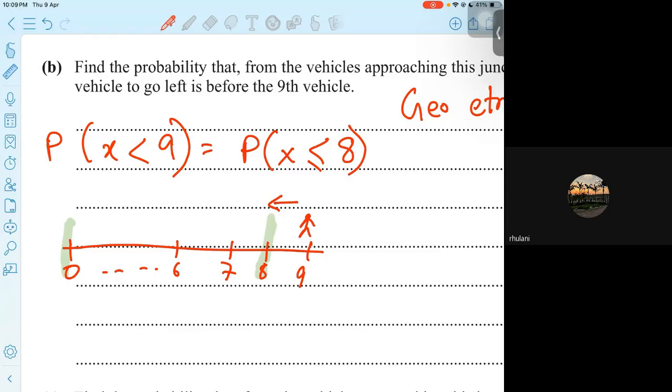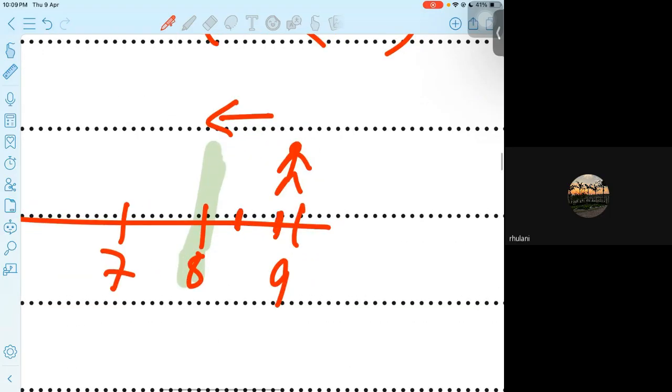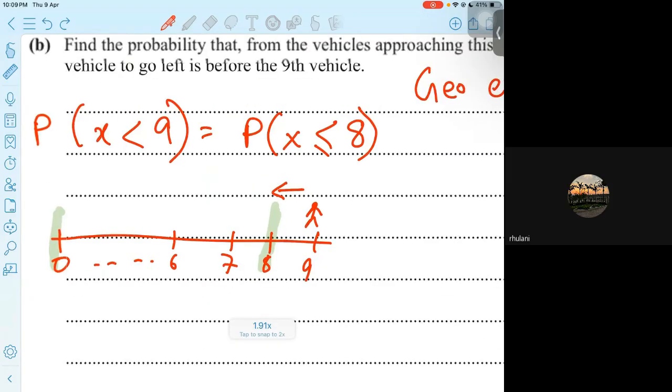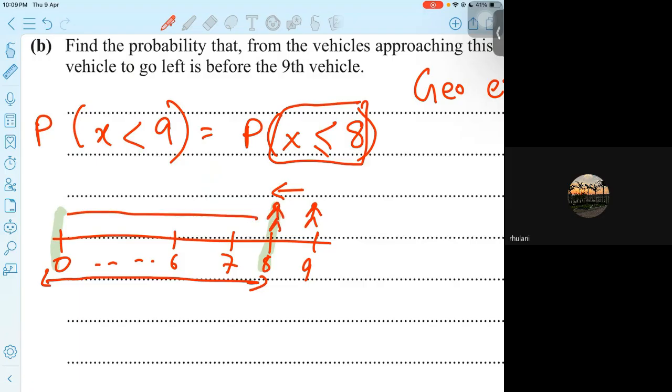Because in geometric distribution, my values have to be discrete. It can't be values like 8.2 or 8.5. It has to be either 8 or 9. So when I say less than 9, I'm referring to all the values from 0 till 8. And if I'm referring to X is less than or equal to 8, it's also basically standing on 8, counting all the values towards my left, but also including 8, right? So ultimately, X is less than 9 is the same thing as X is less than or equal to 8.